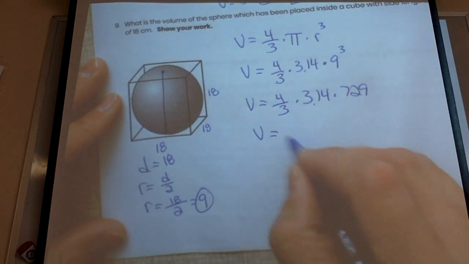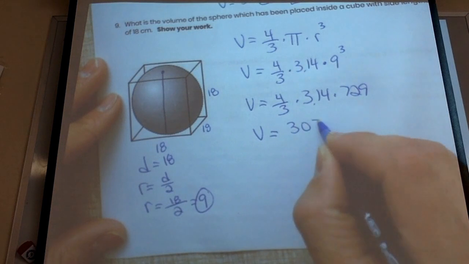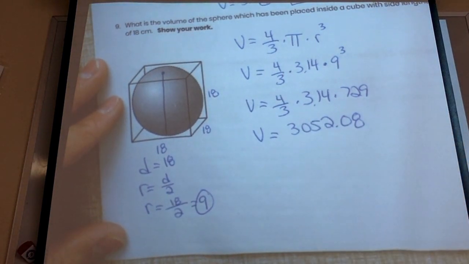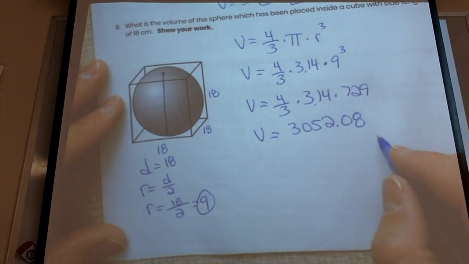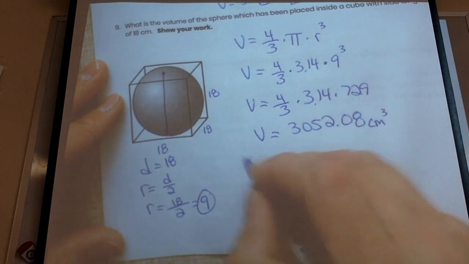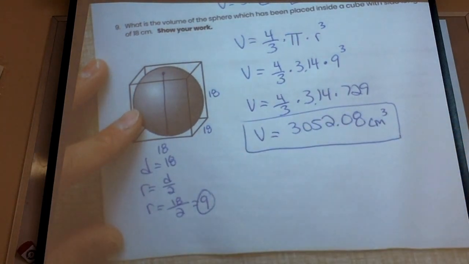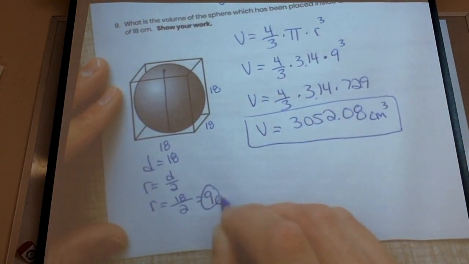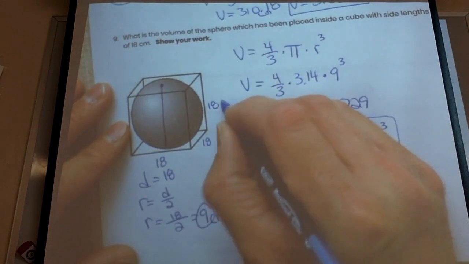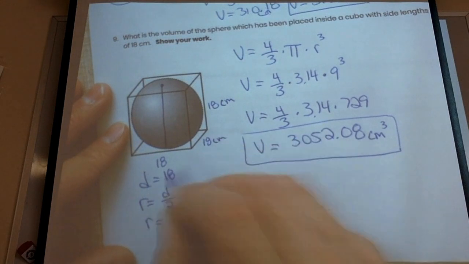Volume will equal 3,052.08. And this one, I'm talking about centimeters. So centimeters cubed. Make sure you remember to label it correctly. I'll put 9 centimeters in there as well. These are all centimeters. 18 centimeters each.